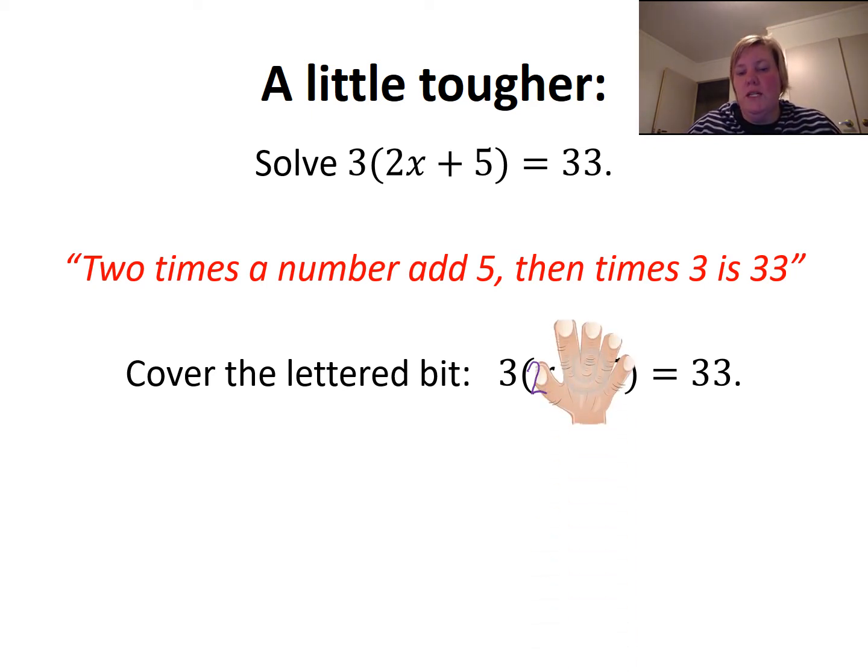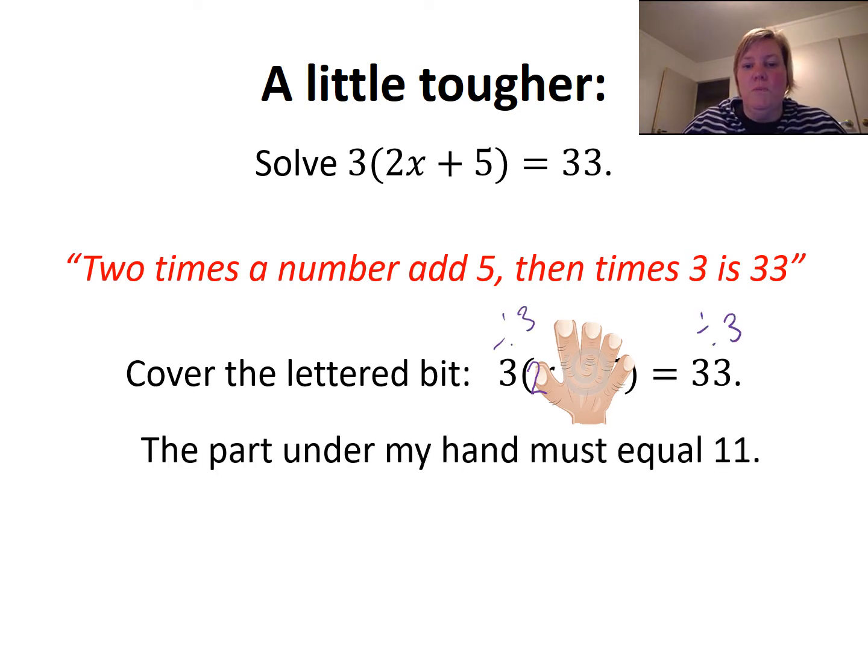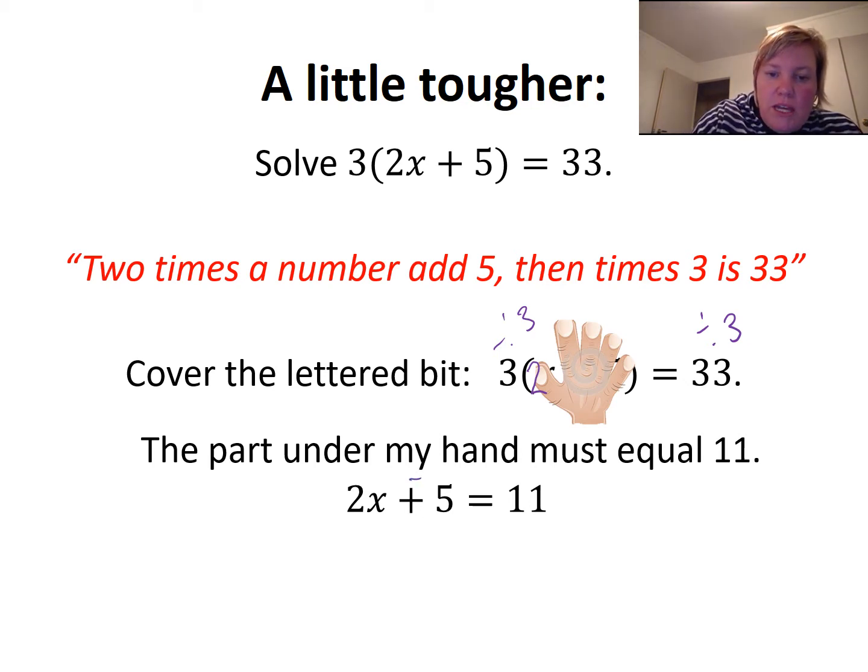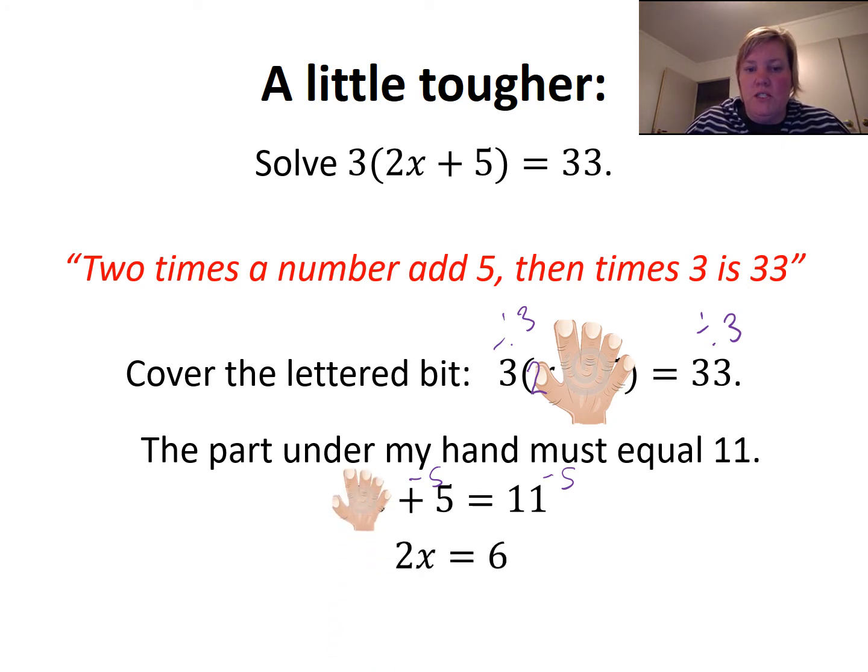So what we know is 3 times something equals 33. So I'm going to divide both sides by 3 first. So we know the bit under my hand, which was 2x plus 5, must equal 11, because 33 divided by 3 is 11. And then we just got to solve it. So I'm going to take 5 off both sides. So now you know that 2x equals 6. Then you can divide both sides by 2. And you get x equals the number 3. Very hard problem, that one.